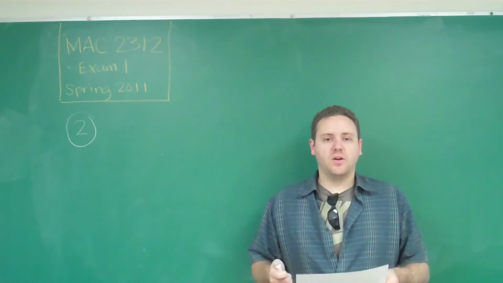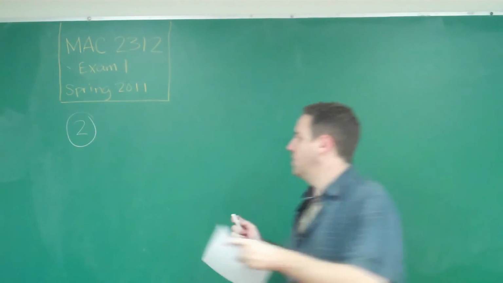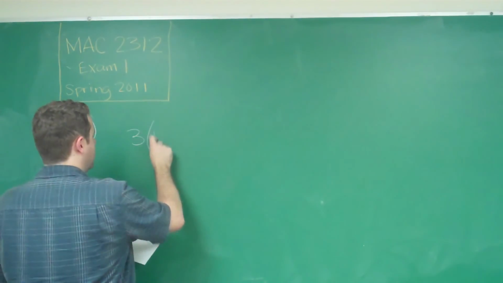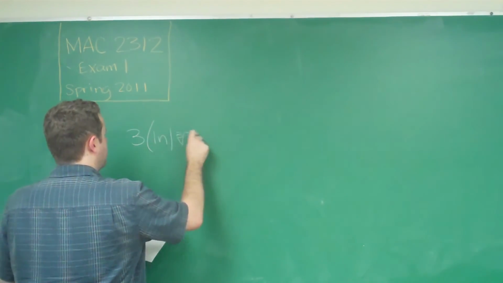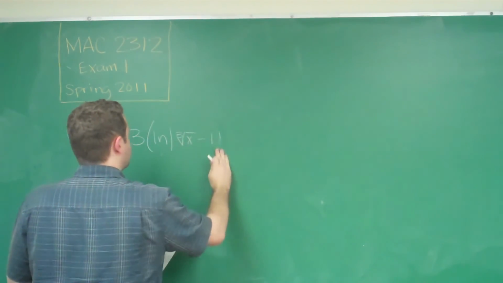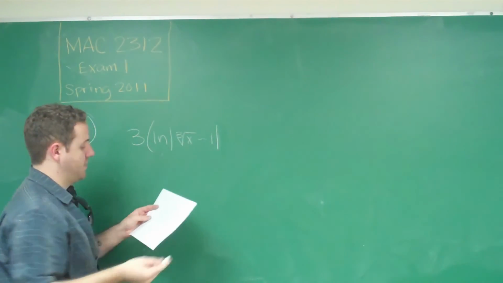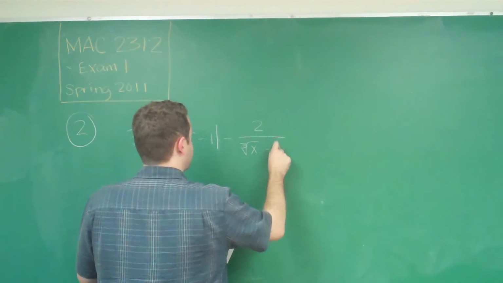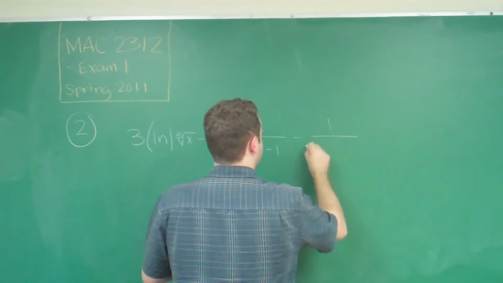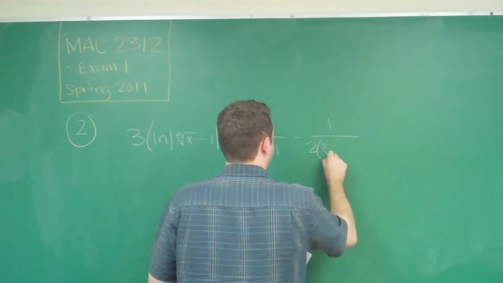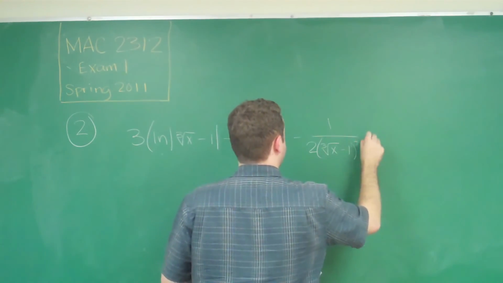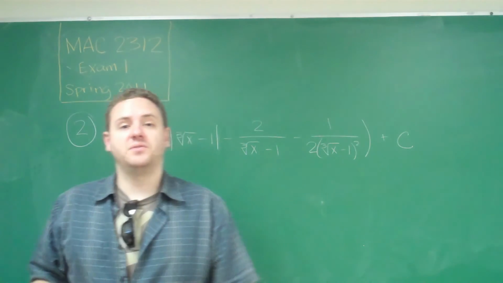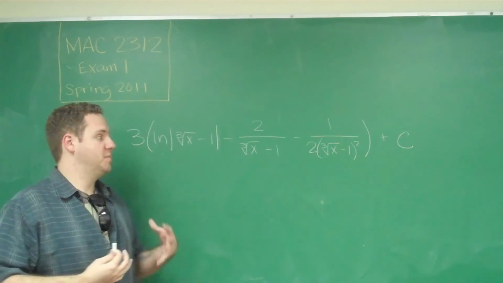So when you're done, recall that we had a 3 in front of the integral. So eventually your answer is going to look like this. You need to have a 3 in front: ln of the absolute value of cube root x minus 1, minus 2 over cube root x minus 1, minus 1 over 2 times the cube root of x minus 1 squared. And then all of that is plus c. So recall that if you have a number in front of your integral, it needs to be multiplied times your answer as well.